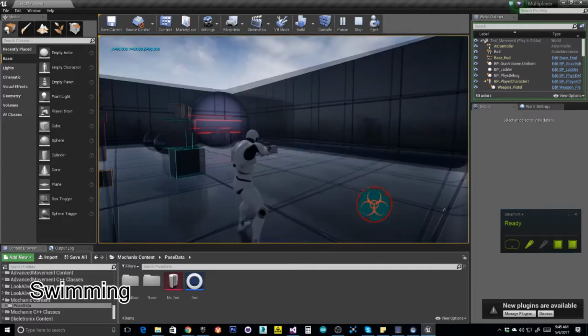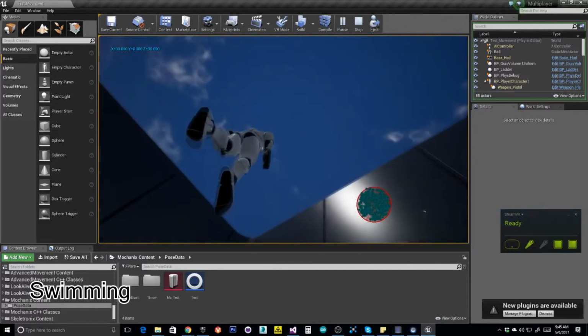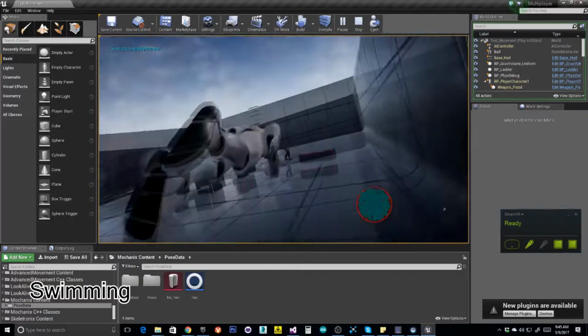We see some spherical portals in the level. Not certain what those were for in this project.